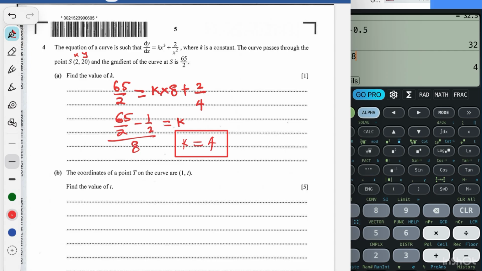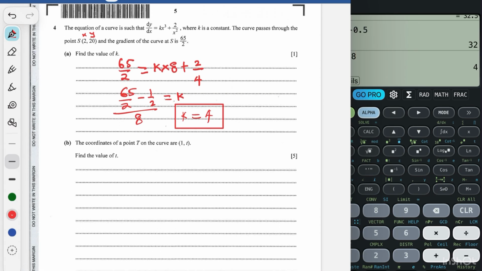All right. Now they told us the coordinates of a point T on the curve. So this is (x, y). So we need to find x and we need to find y. So we need to integrate that function. So let's see how we can integrate. When we integrate dy/dx, we get y.